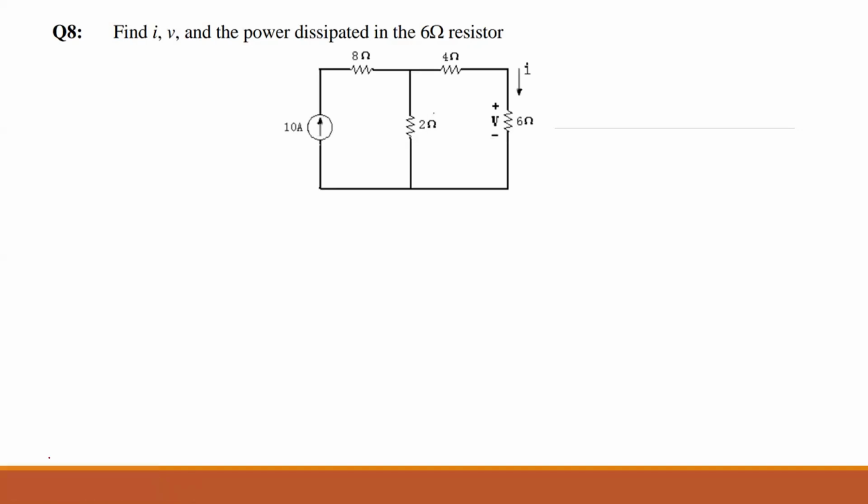Okay, let's do. Find I, V, and the power dissipated. For power, let's do the power later on. So what is happening now? We are going to apply whatever the things that we have learned. We can use simplification of resistors to do this. Okay, so 10 is coming up to here, am I right? Yep. Then it is splitting between two branches.